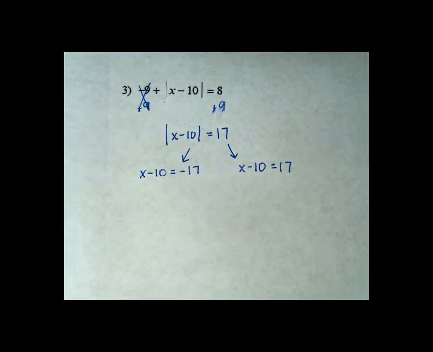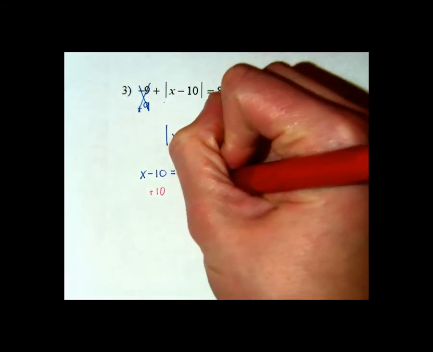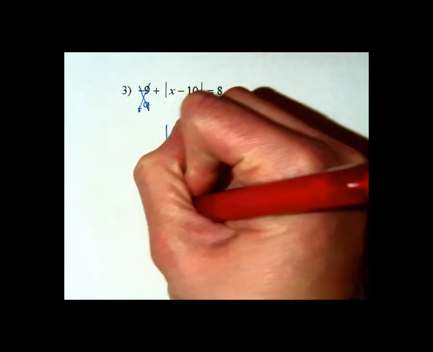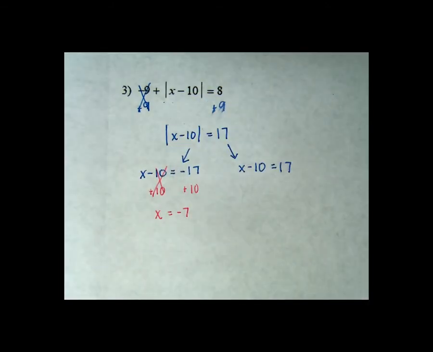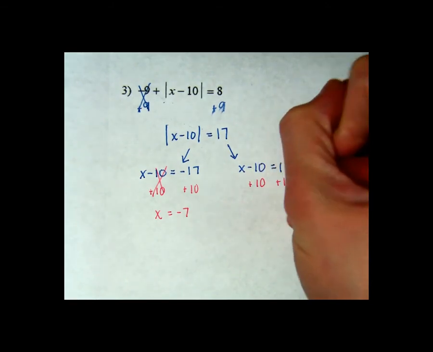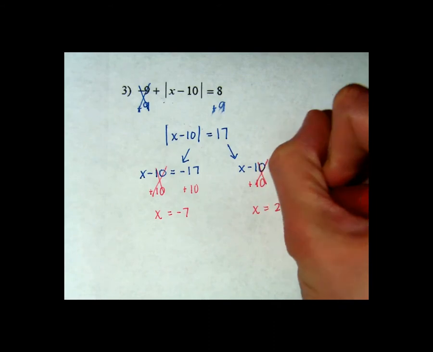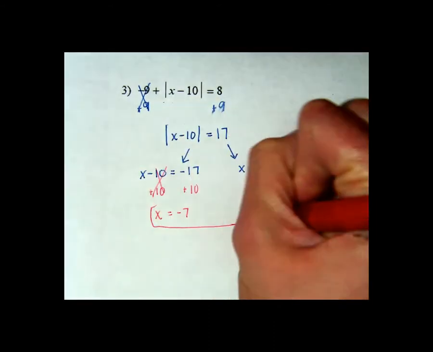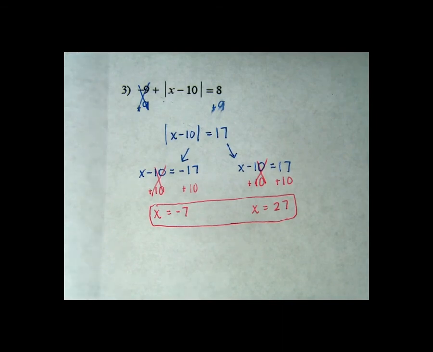I'm now going to solve both. So add 10, goes away. So x equals -7. It's one of the answers. Add 10, goes away. X equals 27. I have two answers, but they are both possibilities for that equation.